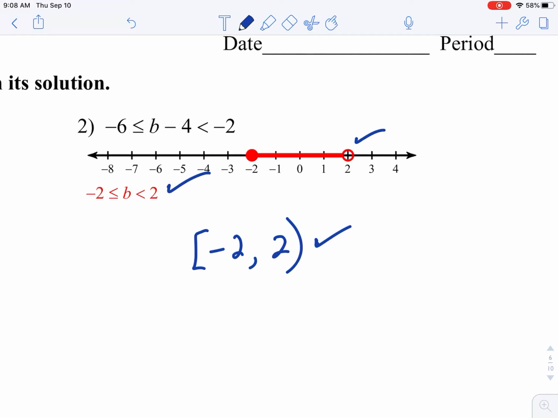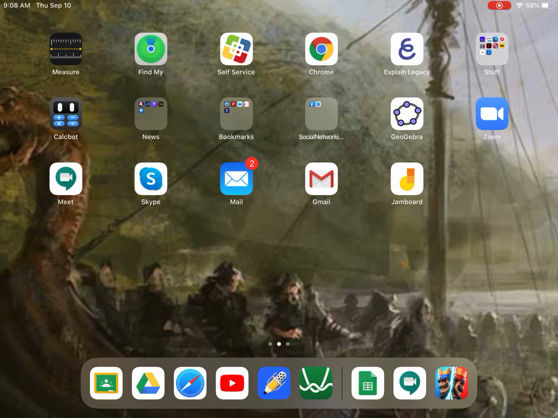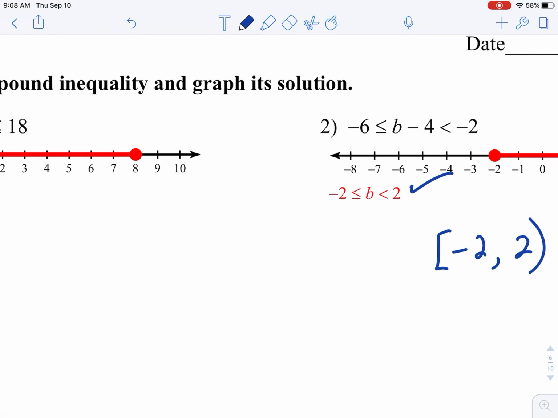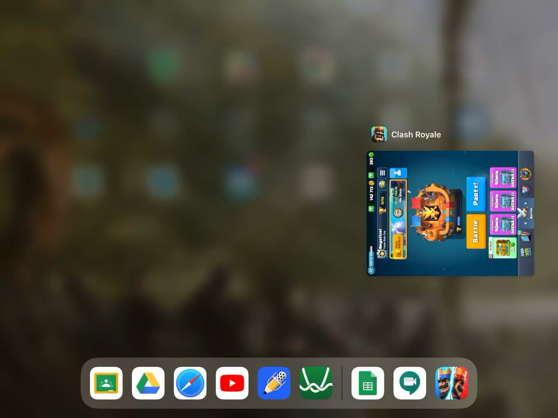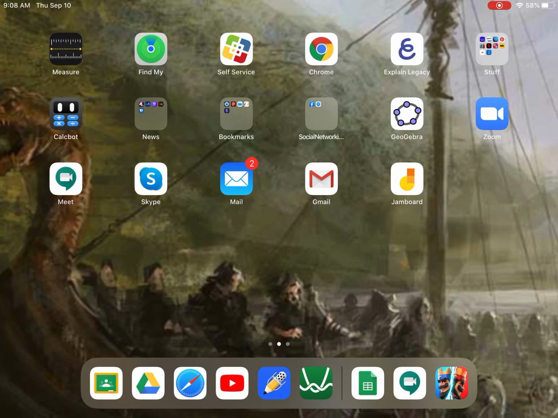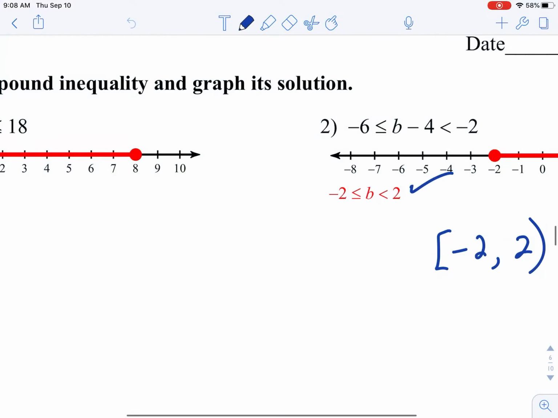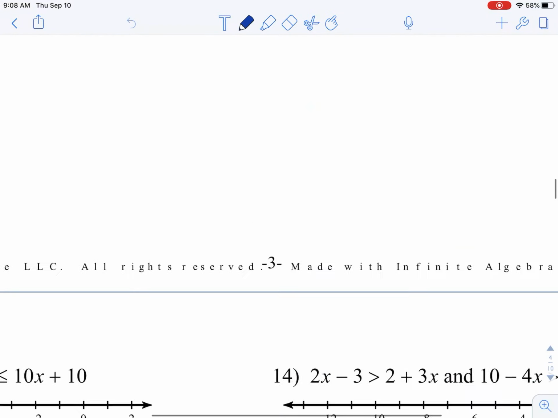And it looks like my app crashed, so let me try this. All right, I gotta close it down. Ooh, uh-oh, Haskell was playing a game earlier today. Okay, there it is.